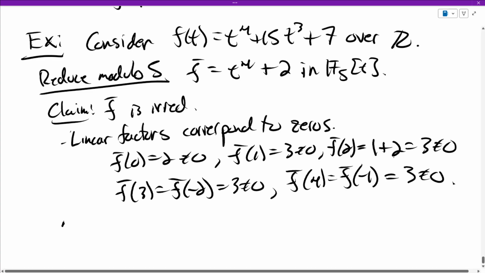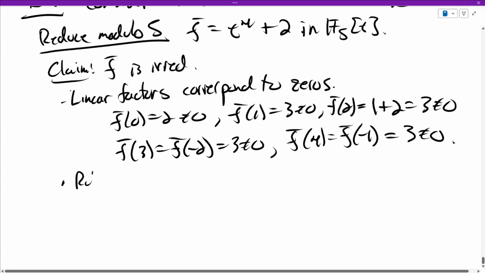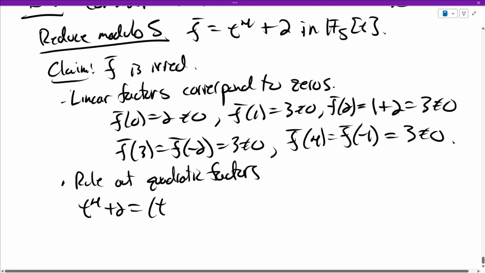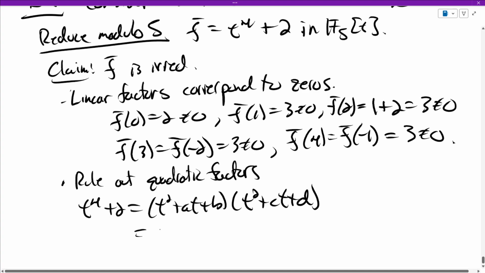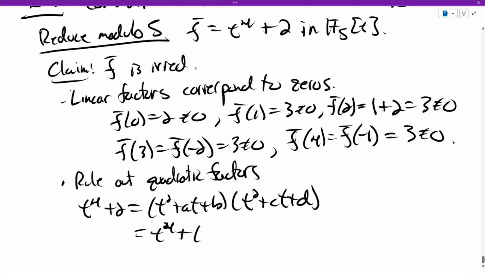And then what do we have to do? We have to rule out quadratic factors. So suppose it factors as a product of quadratic terms. We can assume the polynomials involved are monic, so have leading coefficient 1. And if we multiply this out, I will ask you this sort of problem as exam problems, so make sure you can do these sort of simple arguments.